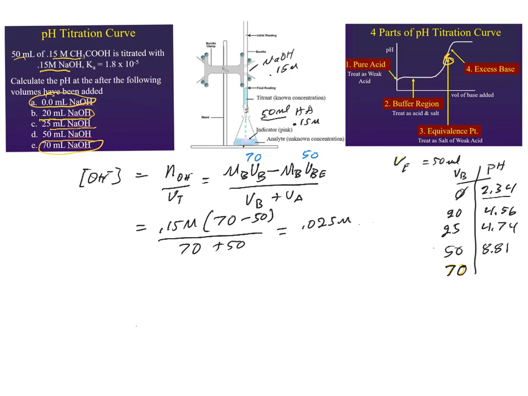0.025 molar. So pOH is equal to minus the log of 0.025, which is 1.6. So pH equals 14 minus 1.6, which is 12.4. And so now I've calculated the pH for all the different regions of the titration curve as a function of the volume of base added to an acid.